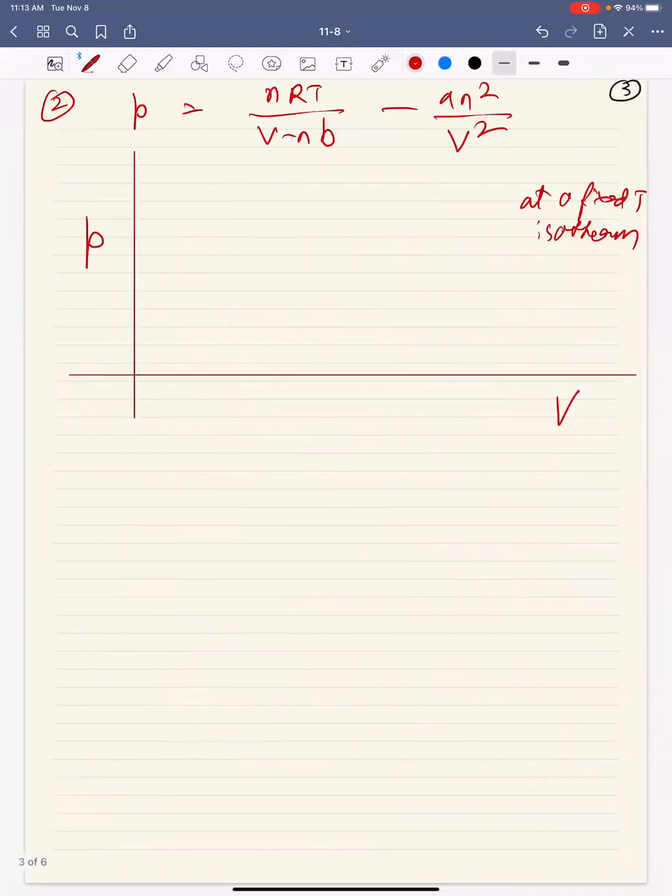In order to do that, I want someone to help me plot this. Where is Vanessa? What do you think, Vanessa? How will this look?